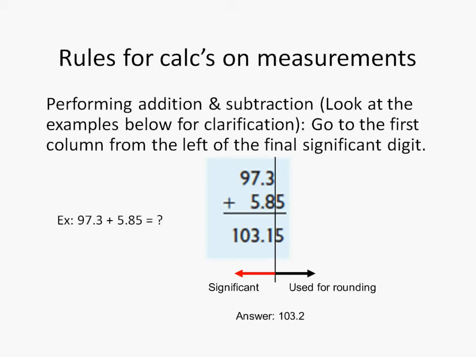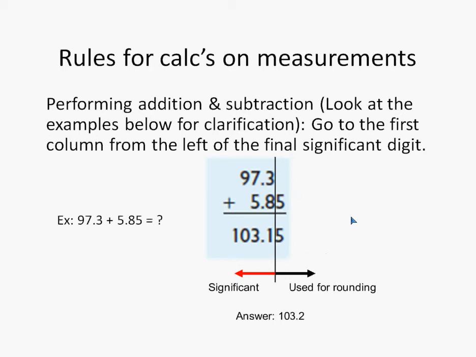Now we have to consider the rules for when we perform calculations on our measurements. Suppose we're going to do some addition and subtraction. I'm going to explain this the best I can verbally. This is right out of the textbook. Go to the first column from the left of the final significant digit. For instance, if I take 97.3 and I want to add 5.85, I would set it up like this. I would draw a vertical line from the left of the final significant digit.